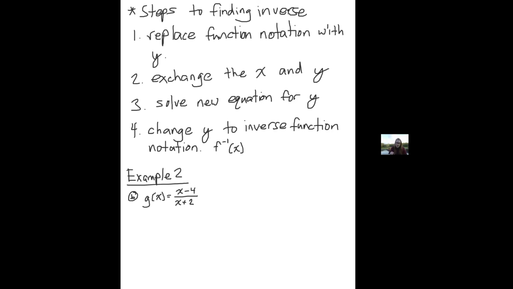First step, change function notation. So change g of x to y. Second step, change the x and the y. So instead of y, we write x, and instead of x, we write y. Now we need to solve for y. To get rid of this fraction on the right side, we need to multiply both sides by the denominator, y plus 2. On the left side, we distribute the x to multiply, so that would be xy plus 2x. On the right side, the y plus 2's cancel, and we're left with y minus 4.